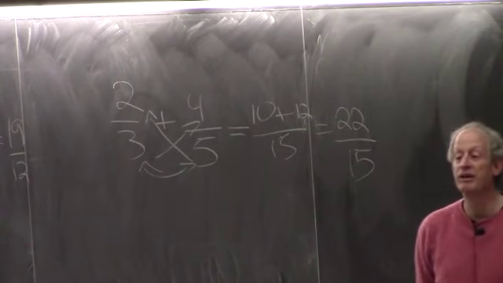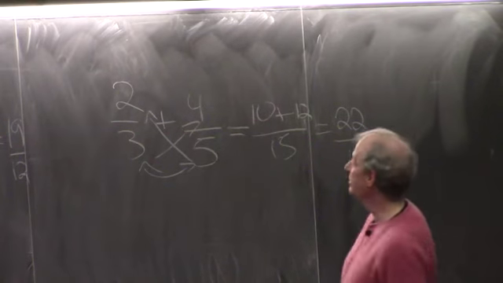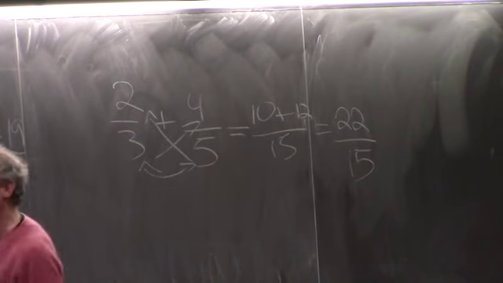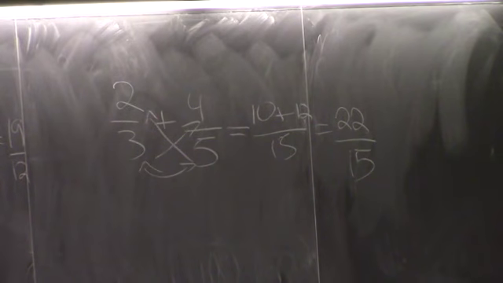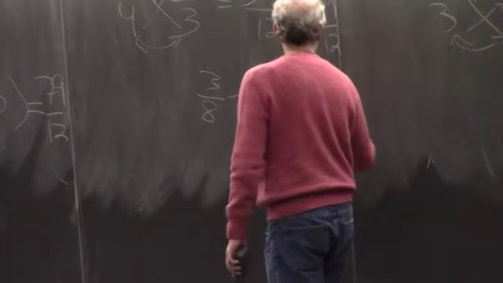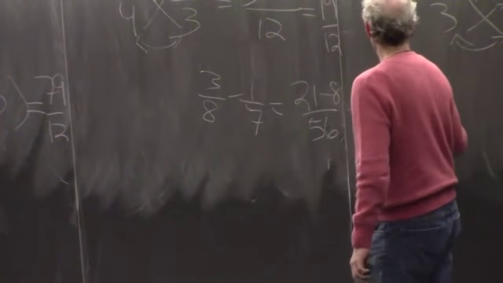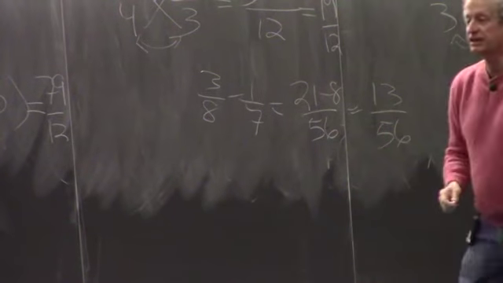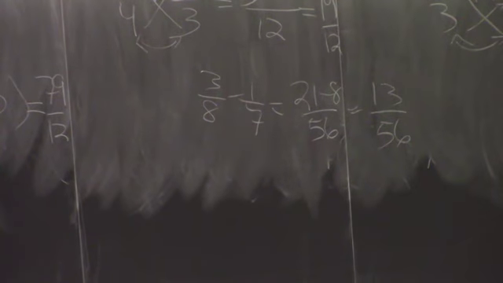Your teachers never teach you that? No. That's because you're young. If you were old like me, you would learn that. Okay? Works every time. It also works with subtraction. So if you had 3/8 minus 1/7, it's 21 minus 8 over 56. It's just 13 over 56. Okay? That's how I do it so fast in my head. That's all you have to do.